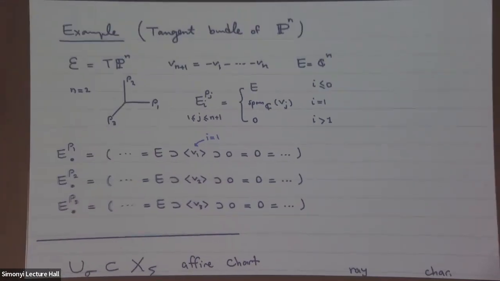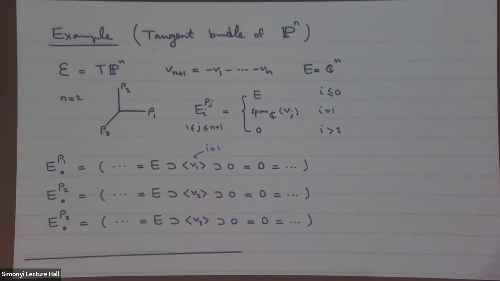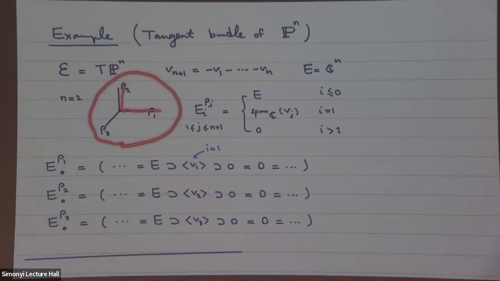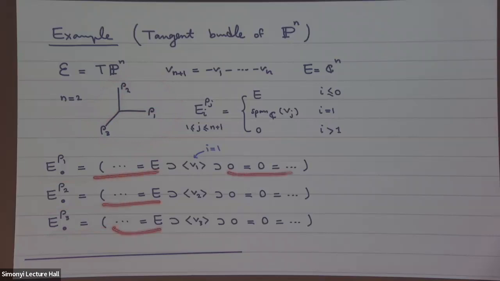Okay. Just to give you an idea, for the tangent bundle of P^n, or P^2, whose fan is this and rays are these, you have 3 filtrations given by E from one side, 0 from the other side, and the one-dimensional subspaces spanned by the first basis element, the second basis element, and then minus v1 minus v2, the corresponding vectors in the vector space E.